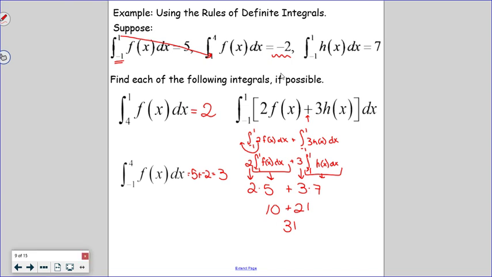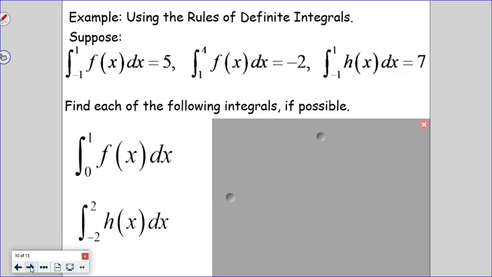Okay, so sticking with those exact same 3 pieces of information at the top. First question on this page, what is the integral from 0 to 1 of f of x dx?